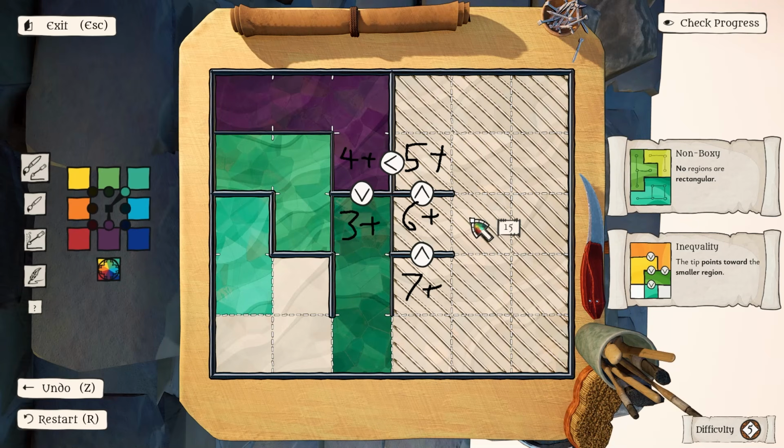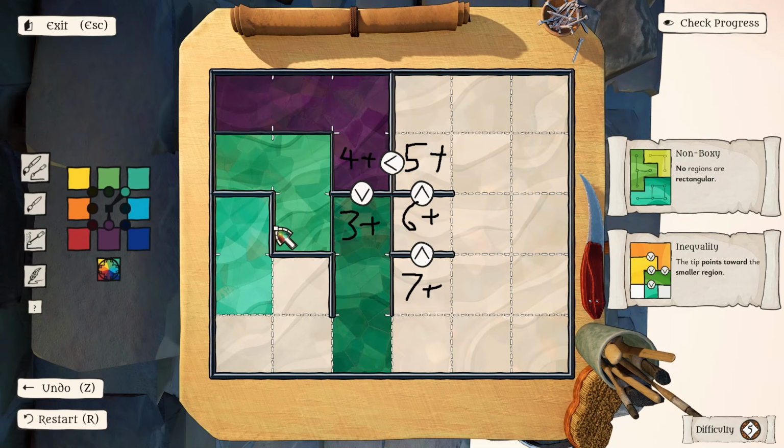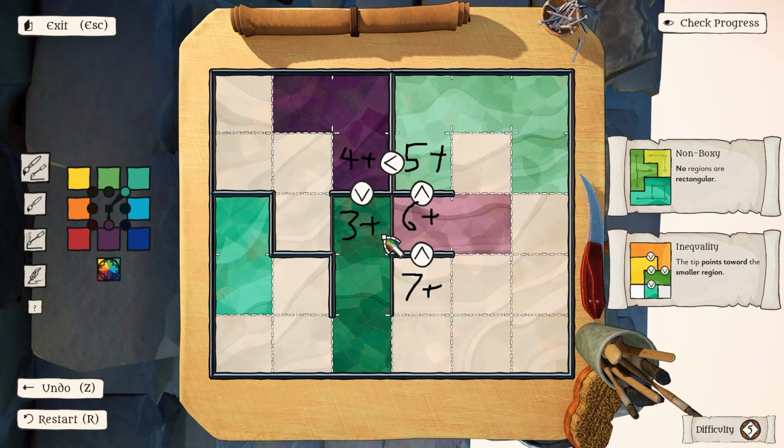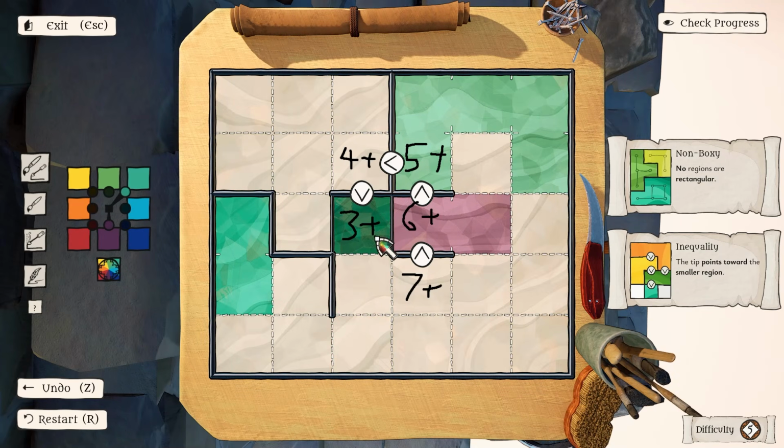Oh. Wait, what's that? Can't come down here? That has to go in there, but then the 4 plus doesn't work. But it can be more than the 4. It can be more than the 4. Okay, hold on, let's go back. Keep thinking of these as just being 4s. Yeah, that was silly. Okay.